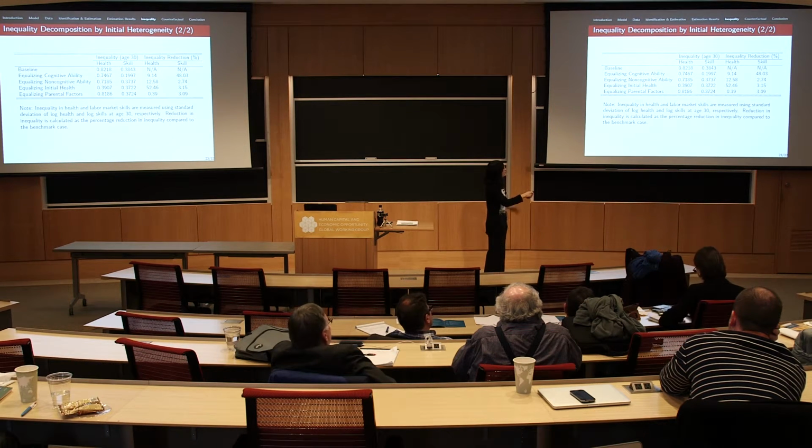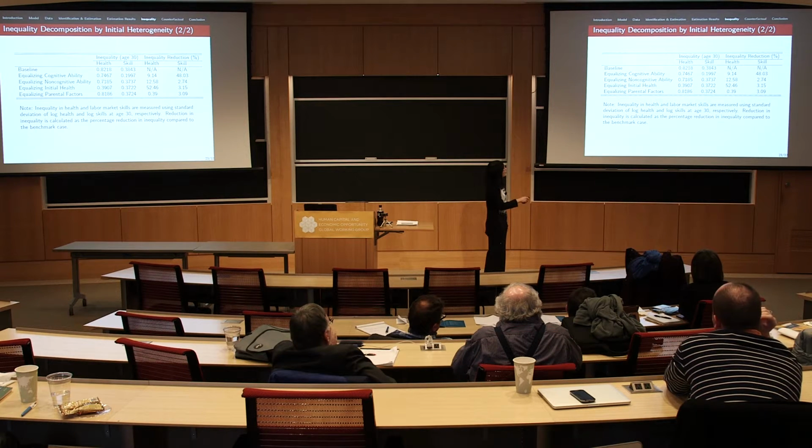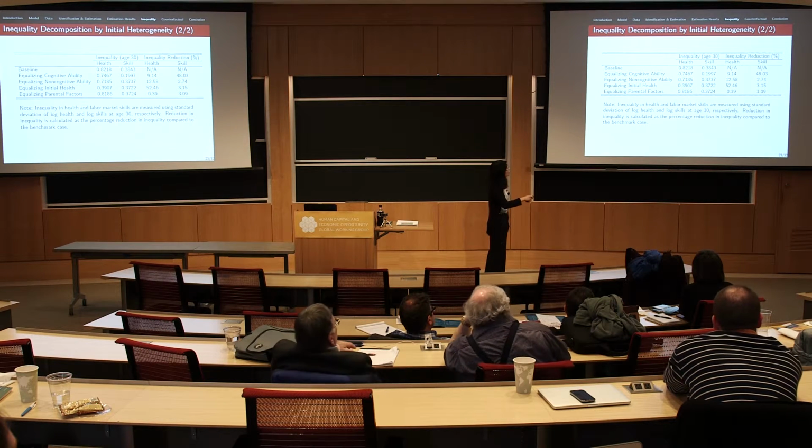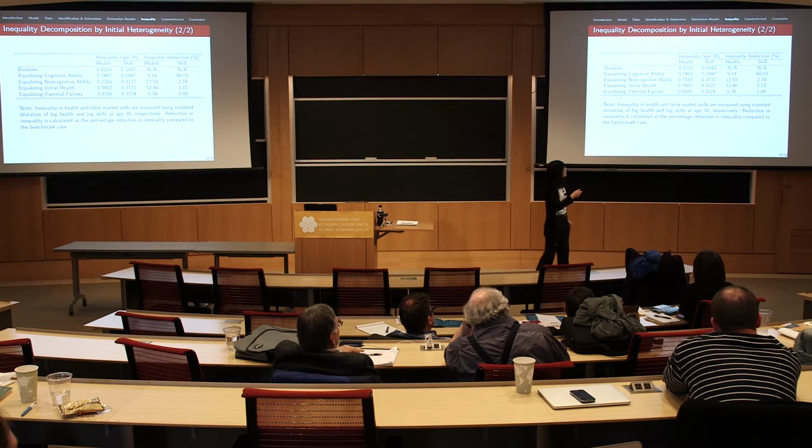Inequality in health is measured by the standard deviation of log health, and the inequality measure of skill is the standard deviation of log skill. And you see, this is our baseline model's measure of inequality. Then if we equalize cognitive ability in the initial period, we get a slightly smaller measure of inequality. In terms of percentage reduction of inequality, we see that the initial difference in cognitive ability would account for 9% of the adulthood health inequality, and a large fraction, 50%, of inequality in skills.